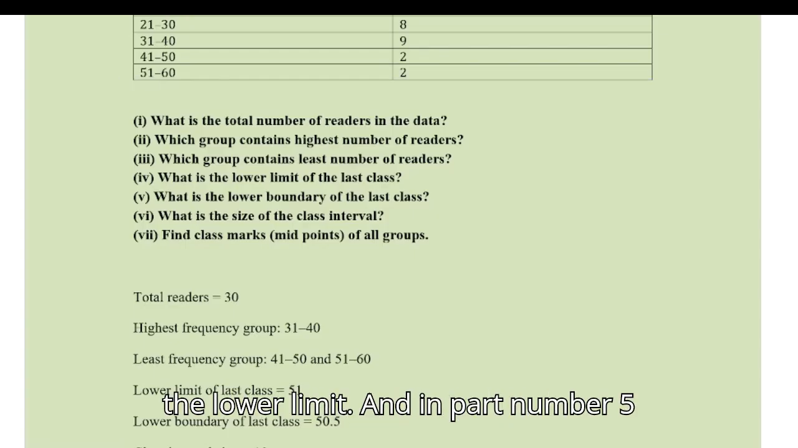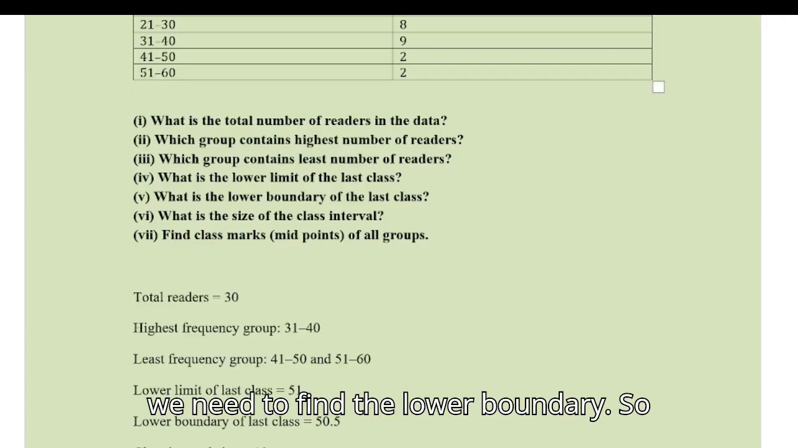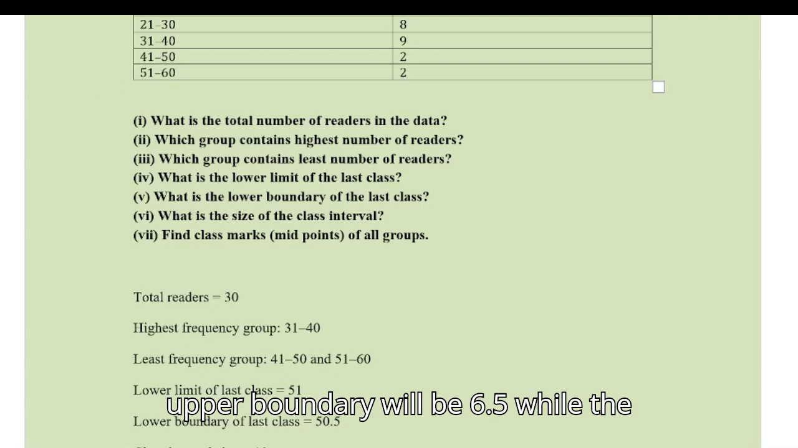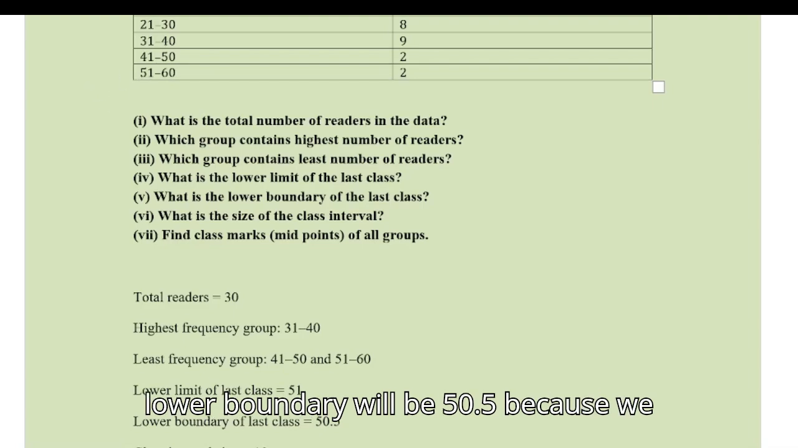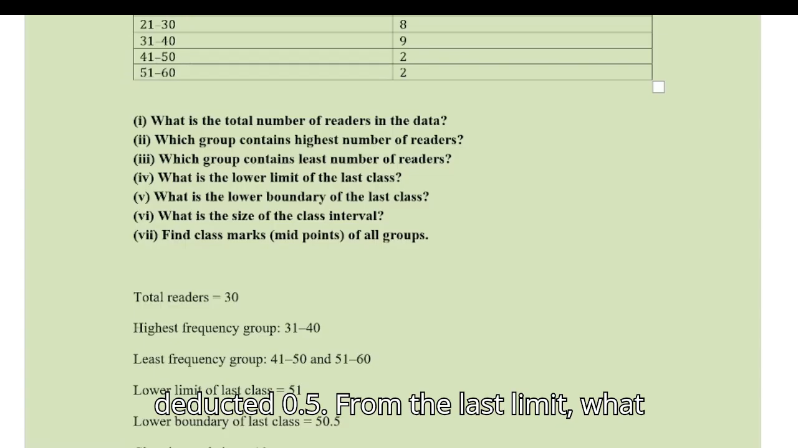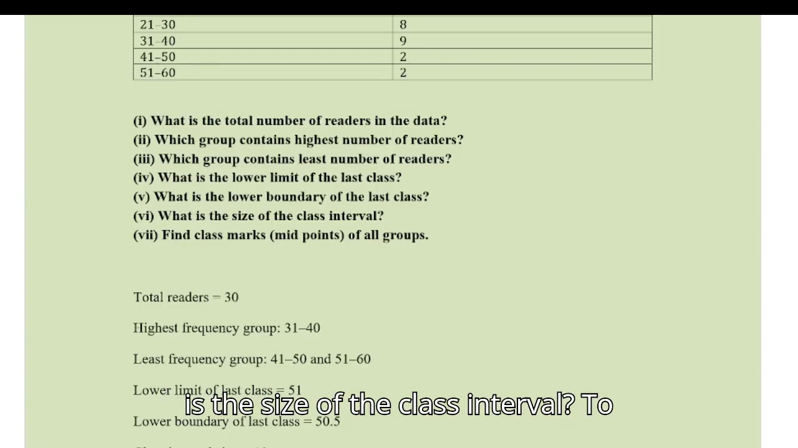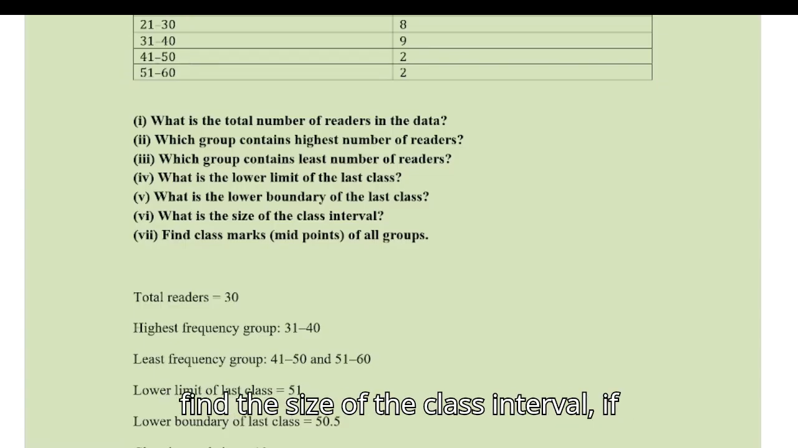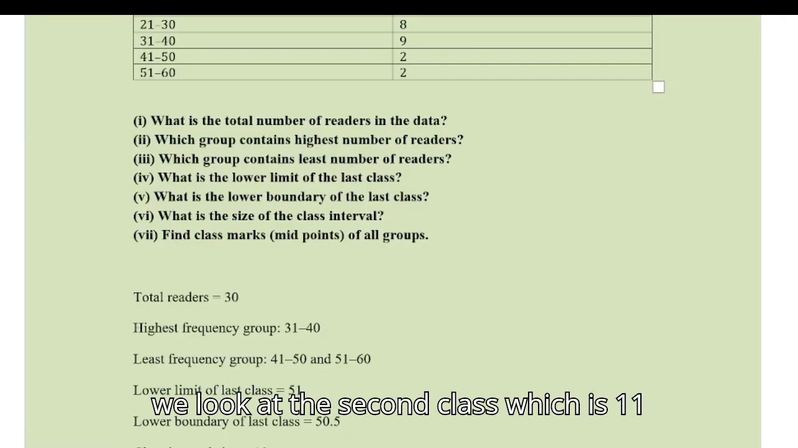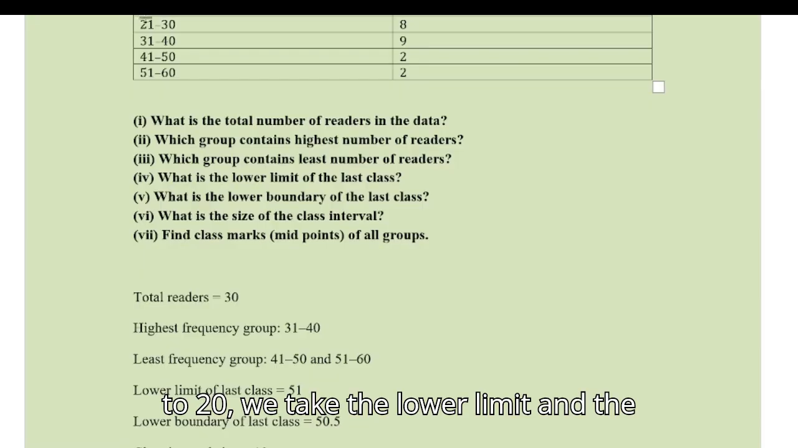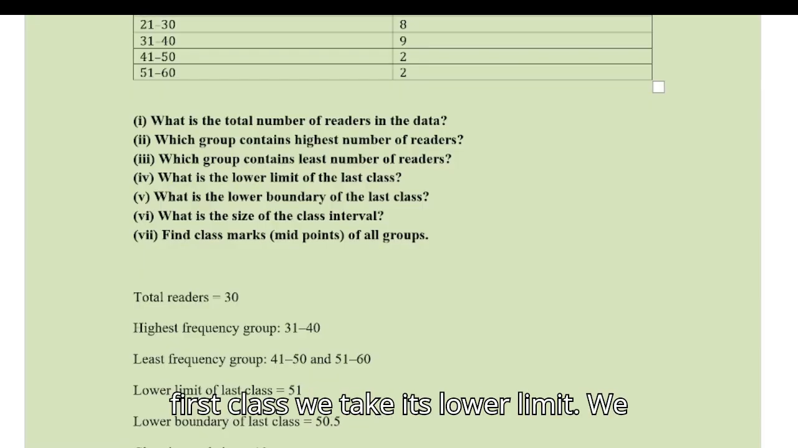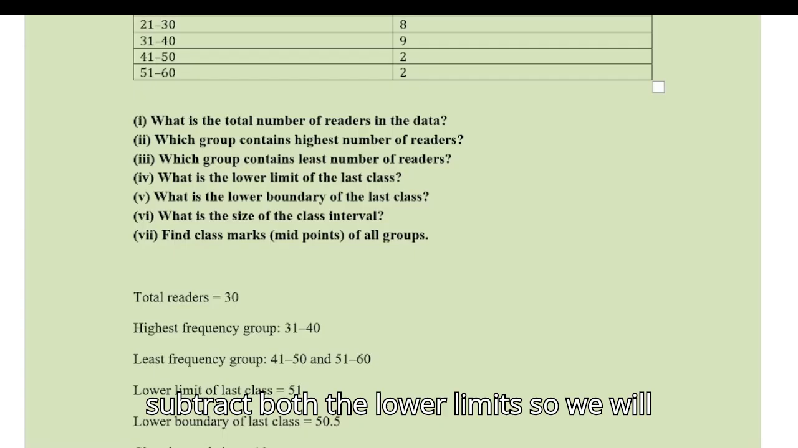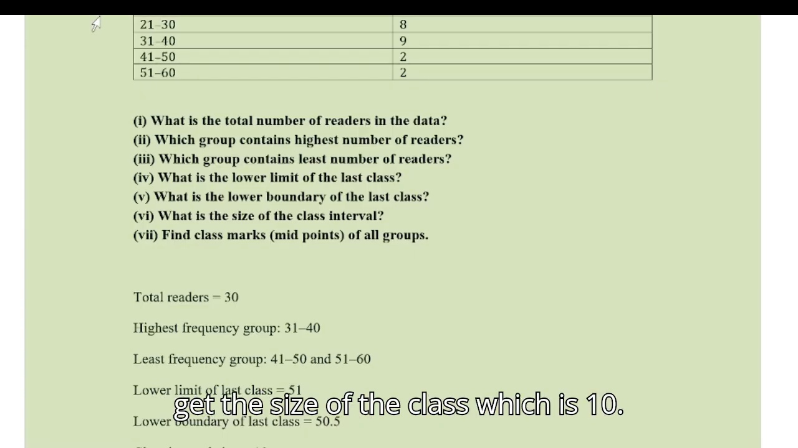And in part number 5, we need to find the lower boundary. So upper boundary will be 60.5 while the lower boundary will be 50.5 because we deducted 0.5 from the last limit. What is the size of the class interval? To find the size of the class interval, if we look at the second class, which is 11 to 20, we take the lower limit, and the first class we take its lower limit. We subtract both the lower limits, so we will get the size of the class, which is 10.